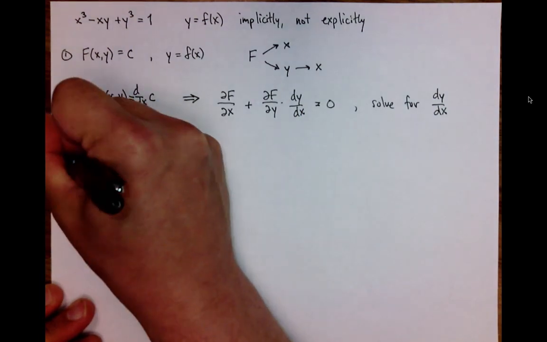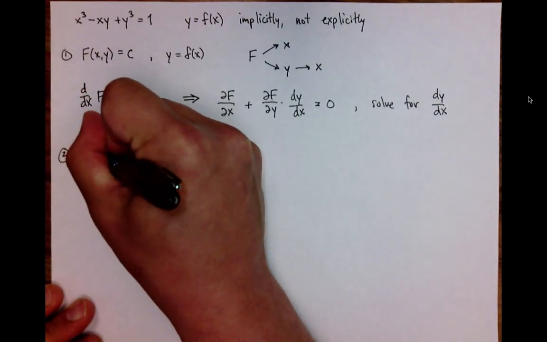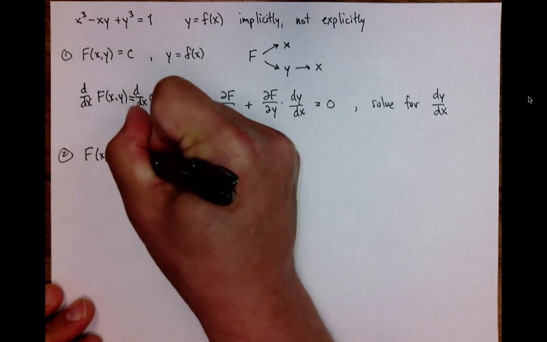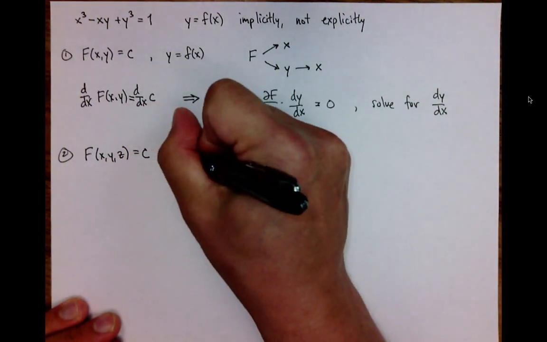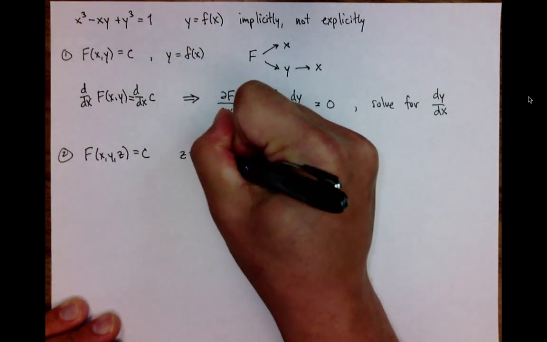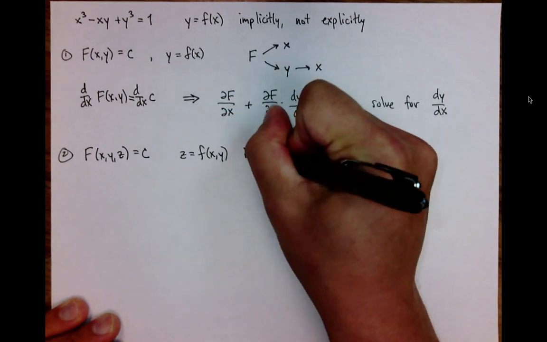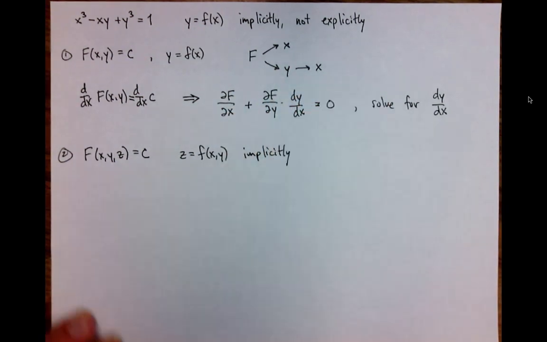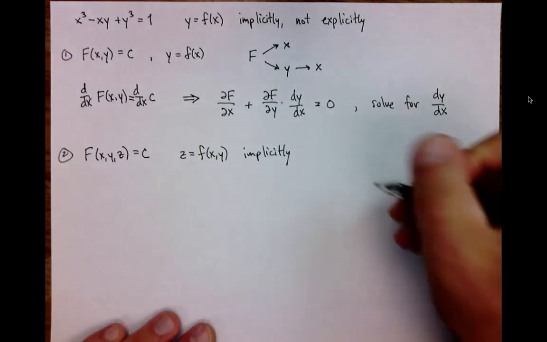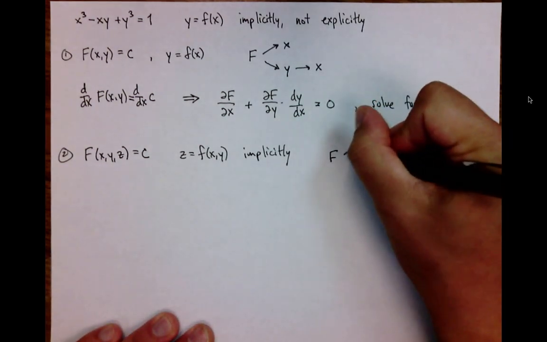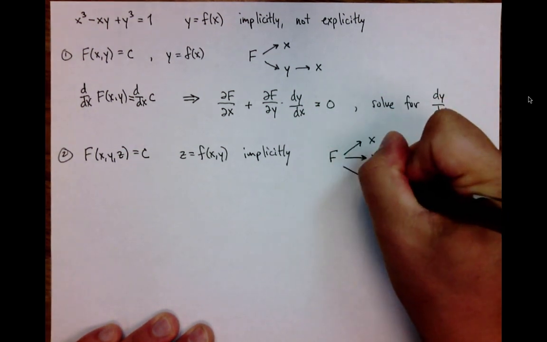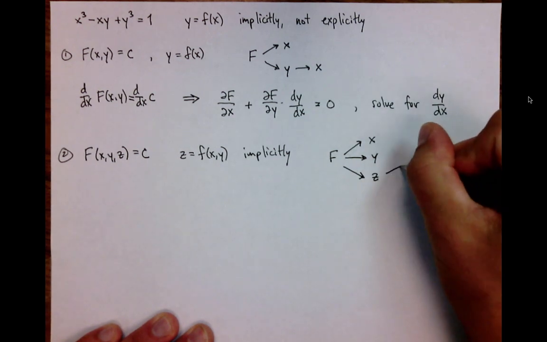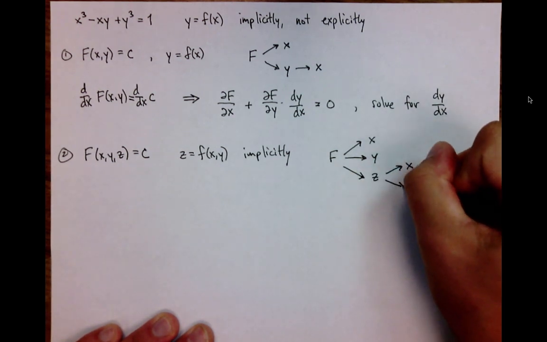Another case is, let's say we have 3 variables. So that's a single equation in 3 variables implicitly defines a surface. Okay, so we could think of this as implicitly defining the surface z of x, y. So that means that f depends directly on x and on y and on z. Z in turn depends on x and y.